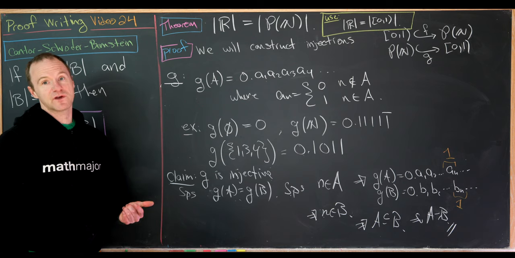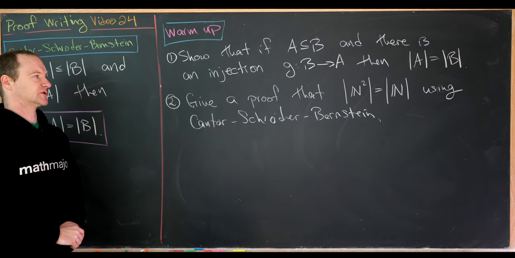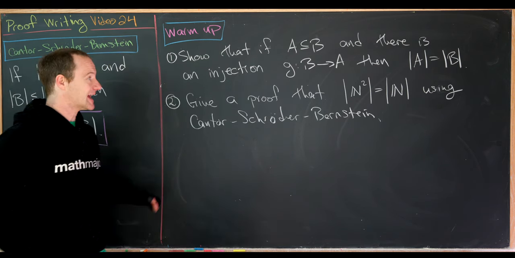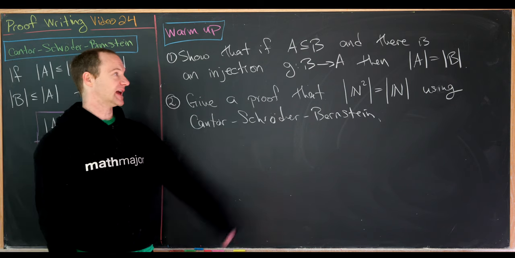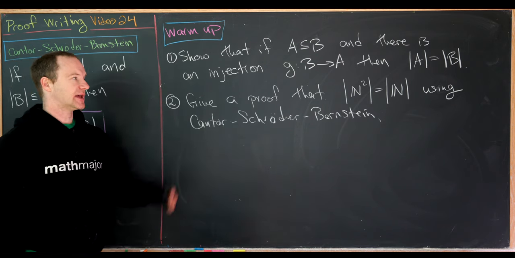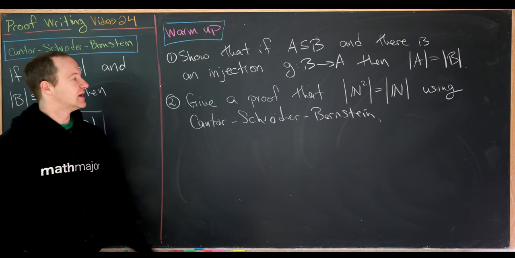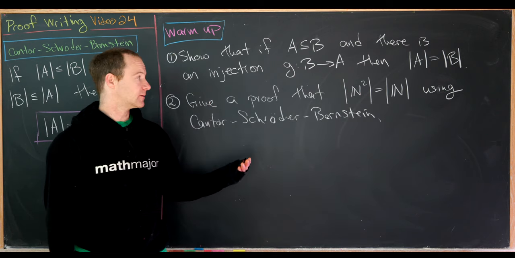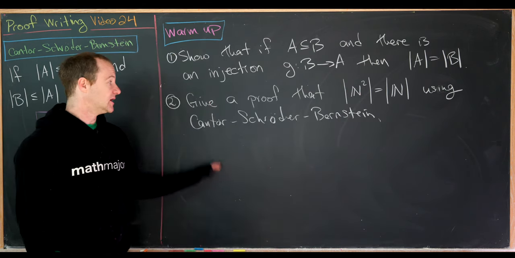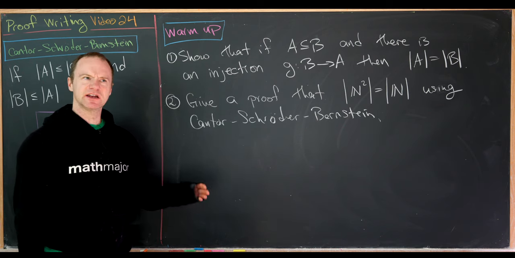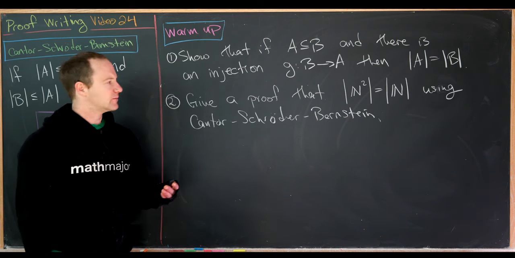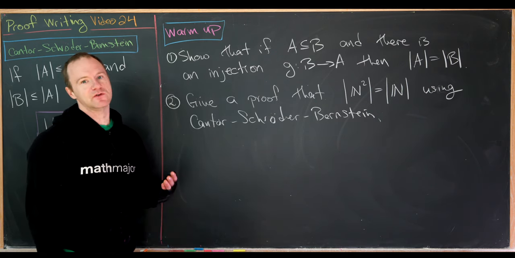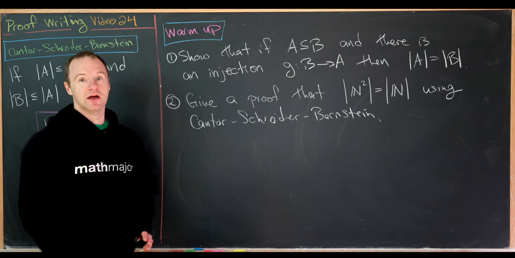Now let's finish this off with some warm-up exercises. So I've got two warm-up exercises for you. The first is to show that if A is a subset of B and we have an injection from B to A, which we'll call G, then A and B have equal cardinalities. Then next, let's prove that N cross N, in other words, N squared, has equal cardinality with N using Cantor-Schroeder-Bernstein. So we did an alternative proof last time, but I think you could do a second kind of nice proof as well using this new theorem, and that would give you practice using this new theorem. And that's a good place to stop.